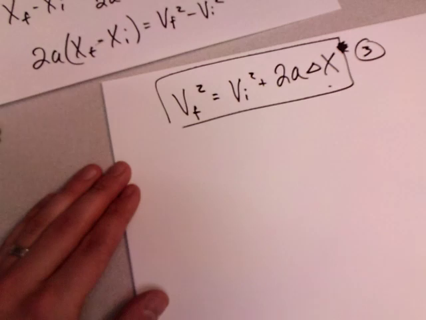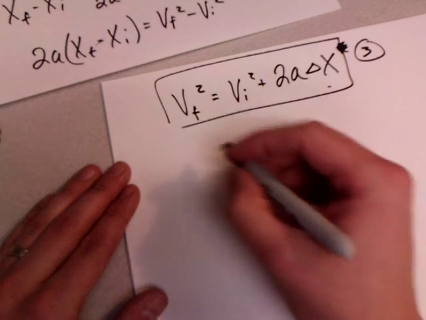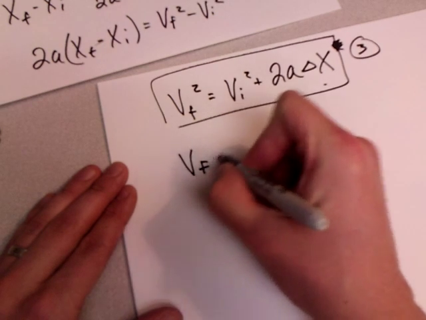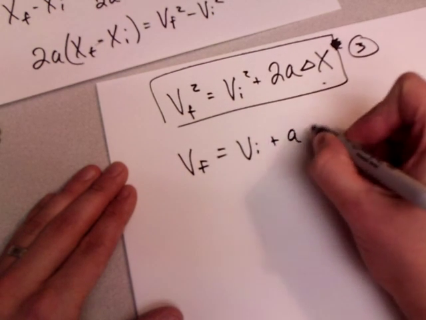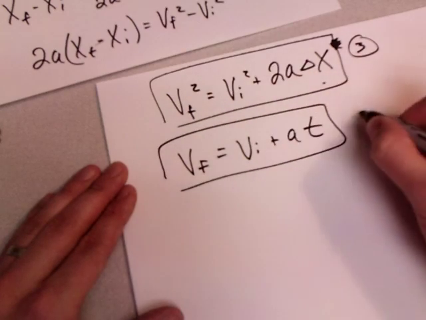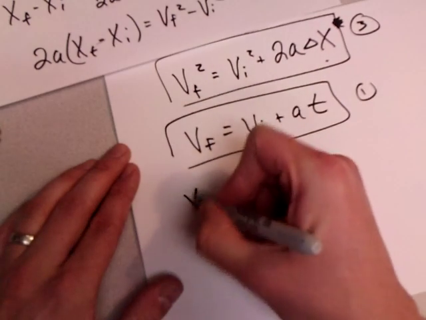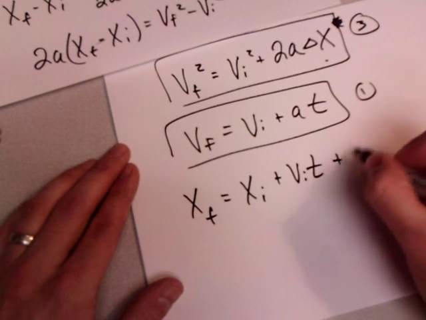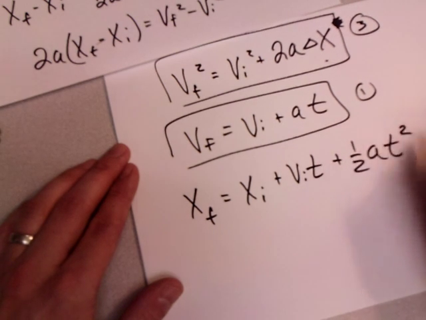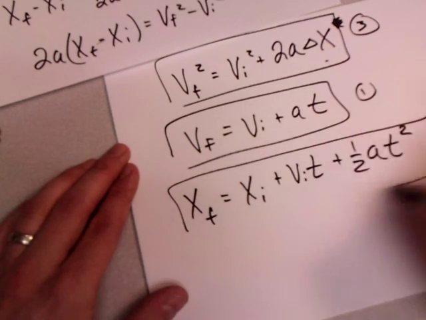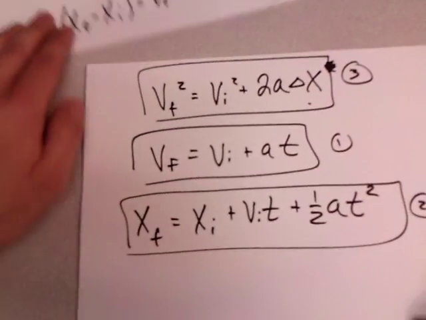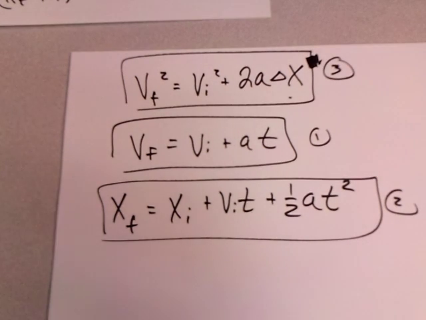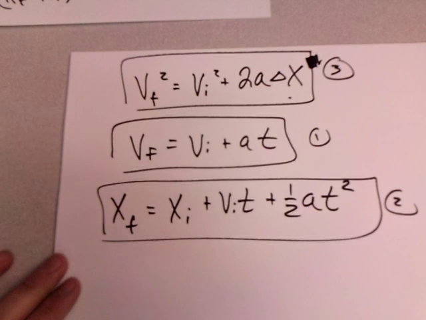third equation that is useful for constant acceleration, just to have them all on the screen at once. Our others were VF equals VI plus acceleration times time. That was what we called equation 1. And we had XF equals XI plus VI times time plus 1/2 acceleration times time squared. That was our second equation. So those are the three useful equations. Again, delta x has nothing. That was a mistake on my part. Three useful equations for constant acceleration.